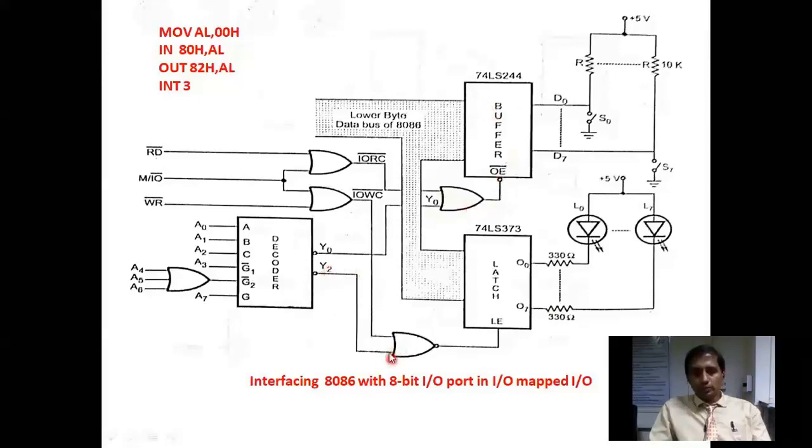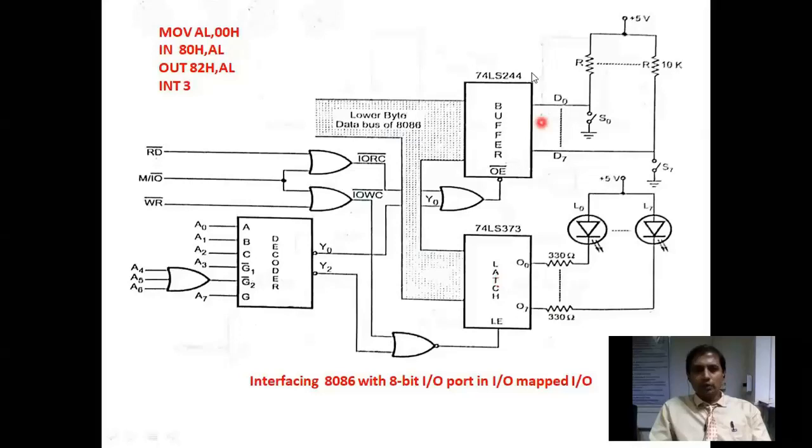Coming to here, Y2 is nothing but 0, and IO write bar is also 0. But LE is not a bar signal, it is a normal signal, so we need to activate it by giving 1. For that we are connecting a NOR. Because of the NOR, both inputs are zeros and the output is 1. Giving that 1 to LE, it will activate. Like that, one decoder will activate both the buffer and the latch, and this decoder provides the address for the buffer and latch.